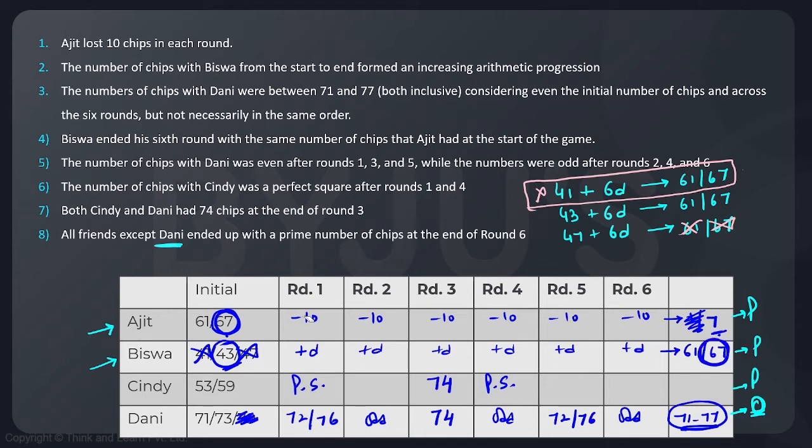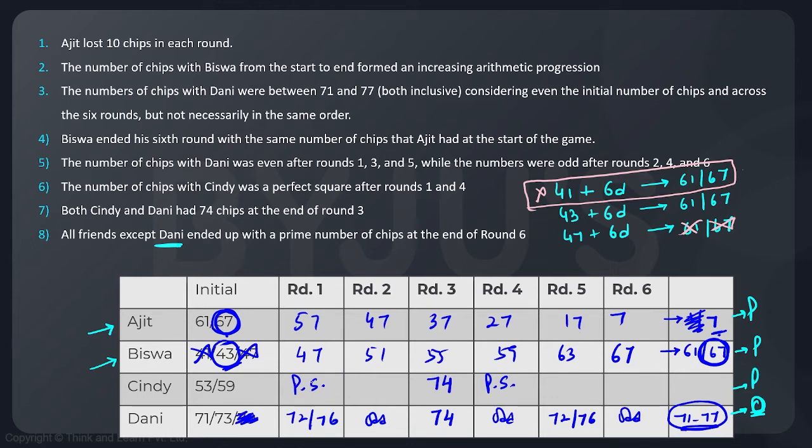So D is equal to 4 and ultimately this would also be equal to 67. So I can make some of the figures now over here. Let me just remove all of them and write again. So I am saying, what are these numbers? 67 minus 10, minus 10, minus 10, minus 10, minus 10, minus 10. 43 plus 4, 47, 51, 55, 59, 63 and 67. What are we left with now? These are the only two rows which are yet to be filled. Let's have a look at them as well. Now here we should have a perfect square.